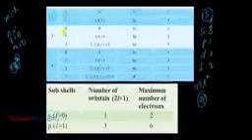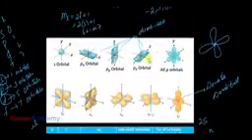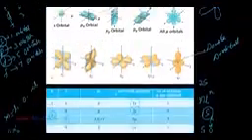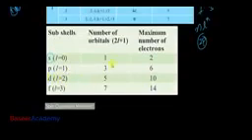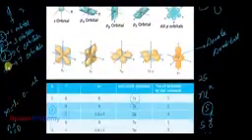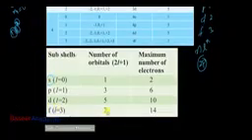S subshell will have only 1 orbital, right? S subshell has only 1 orbital. P splits into 3 orbitals: px, py, pz. So P has how many orbitals? 3 orbitals. D is splitting into 1, 2, 3, 4, 5 orbitals. So D is splitting into how many orbitals? 5 orbitals. F, likewise, is splitting into 7 orbitals. We have seen this already. F has how many orbitals here? 7 orbitals.